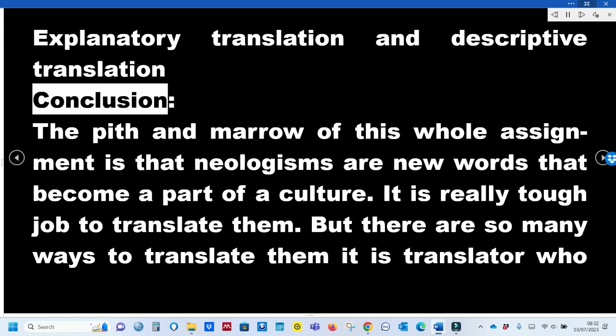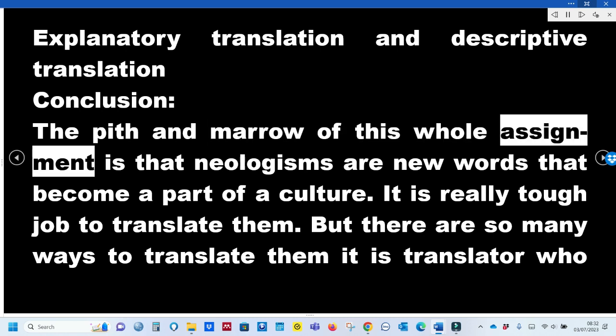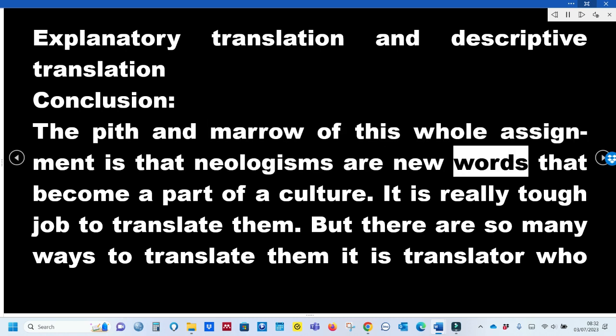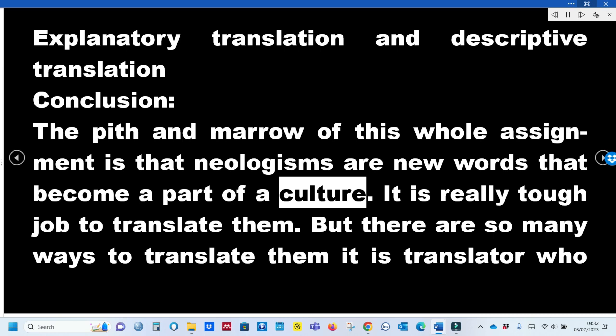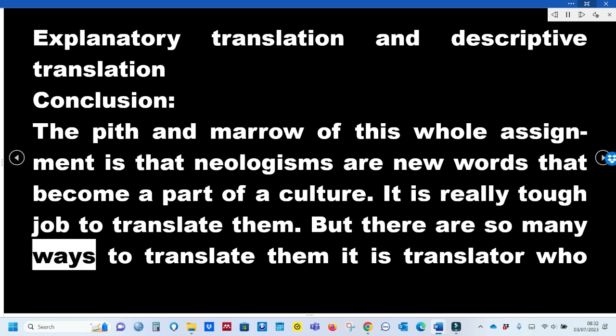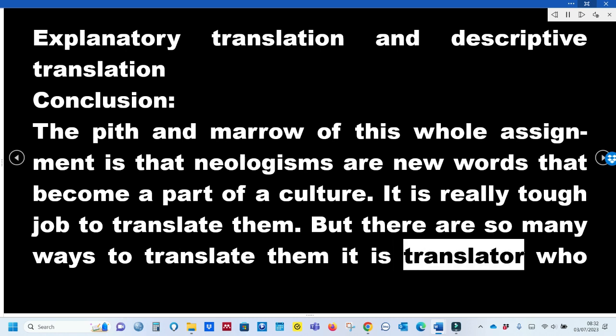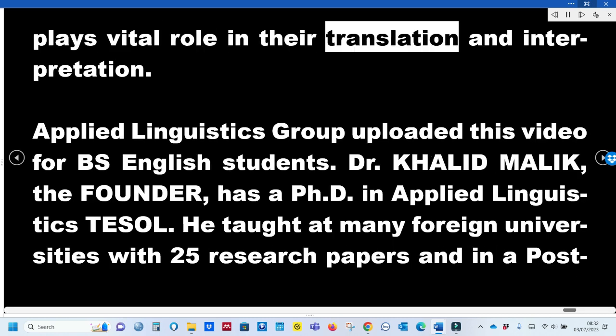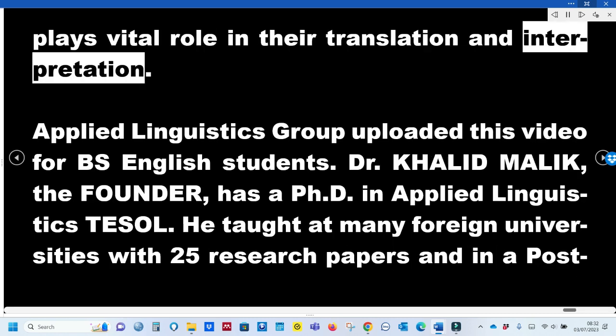Conclusion. The pith and marrow of this whole assignment is that neologisms are new words that become a part of a culture. It is really tough job to translate them. But there are so many ways to translate them. It is translator who plays vital role in their translation and interpretation.